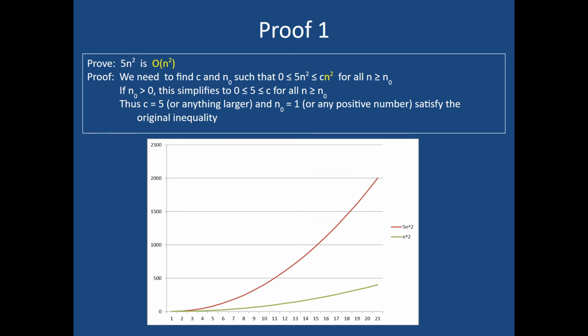Now, I also get students worry because there's not a unique answer. c equals 5, n0 equals 1 is an answer. c equals 1,000 and n0 equals 1/2 is an answer. In this case, any c greater than or equal to 5 will work, and any n0 will work as long as it's not negative. So that's just the way it is.